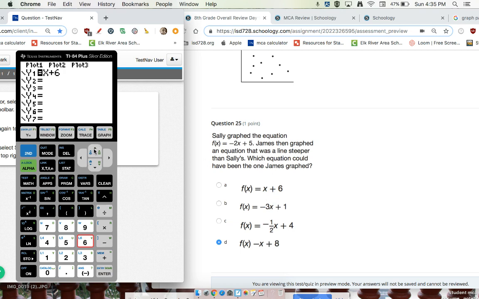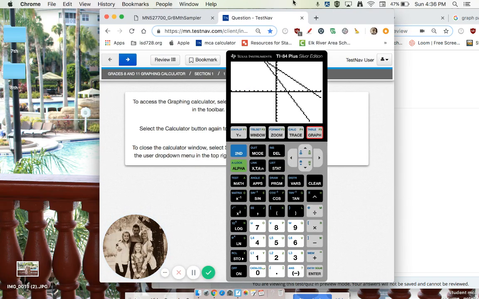That's that one. And then what was Sally's line? Sally's line was negative 2x plus 5. And if I graphed them, it looks way bigger than 1. Okay, so now I would clear that. And then I would go do Sally's graph again, negative 2x plus 5. And then I'm just going to show you this, negative x plus 8. Go down, negative x plus 8, graph it, and it's just like 1 steeper. That means your slope is increased by 1.